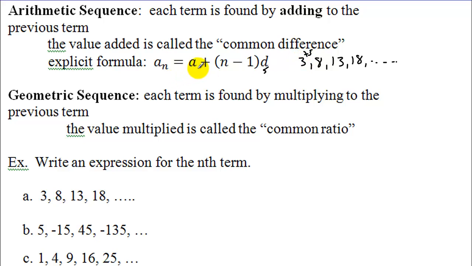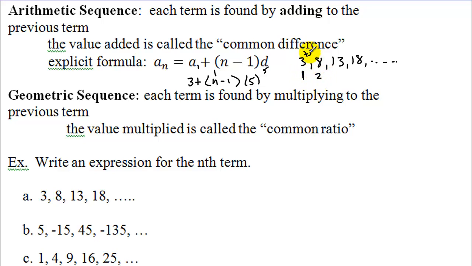But we're going to base it off of the first one, a sub 1. So when on the first one, we don't really want to add 5 at all, not when n is 1. So we have 3 plus the nth term minus 1, and then times the common difference, which is 5. So when we plug 1 in, we're going to add nothing, because 1 minus 1 gives us 0. So this is the first term.